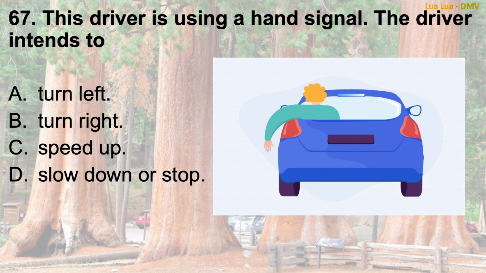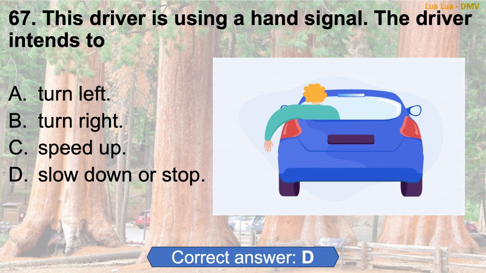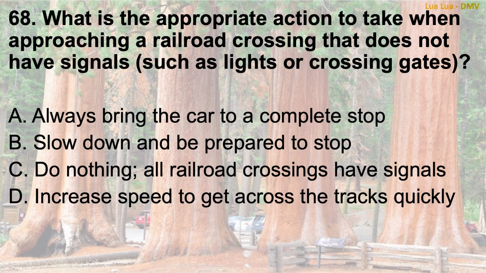Question 67. This driver is using a hand signal. The driver intends to A. Turn left. B. Turn right. C. Speed up. D. Slow down or stop. The correct answer is D. Slow down or stop.